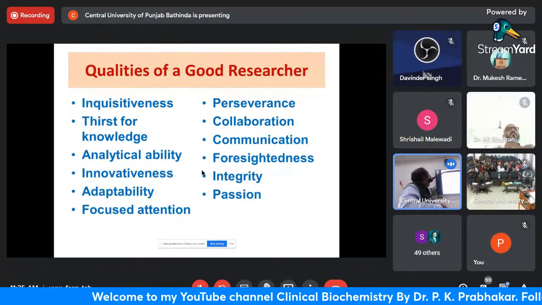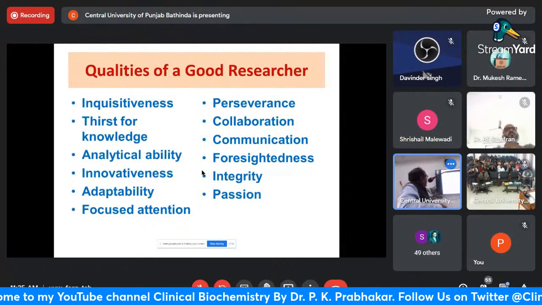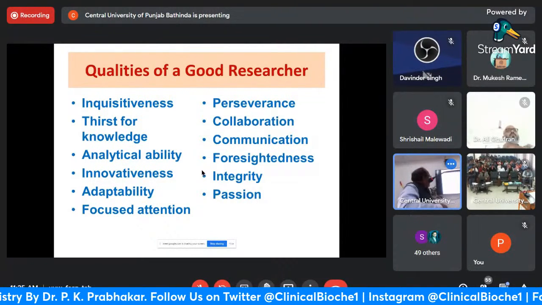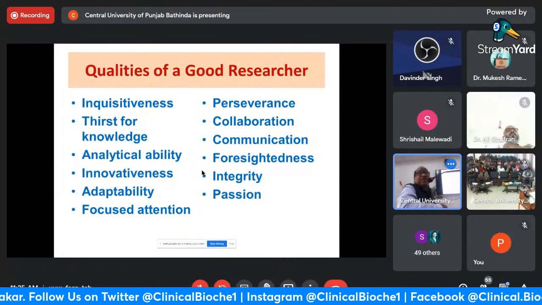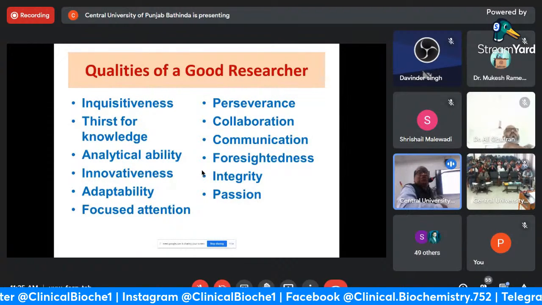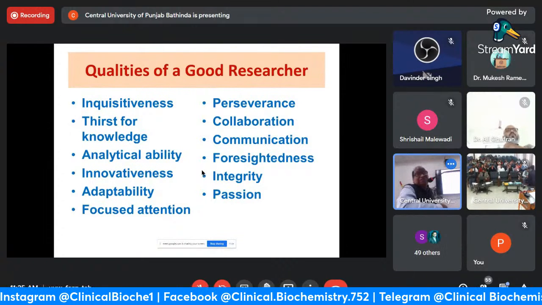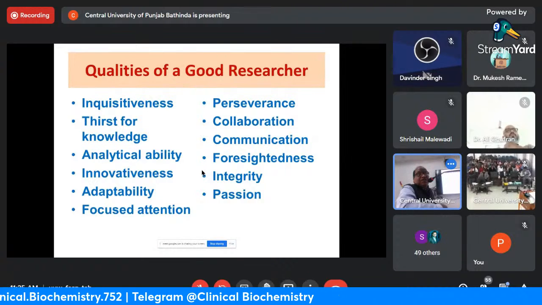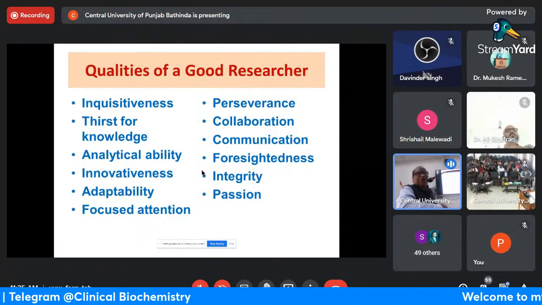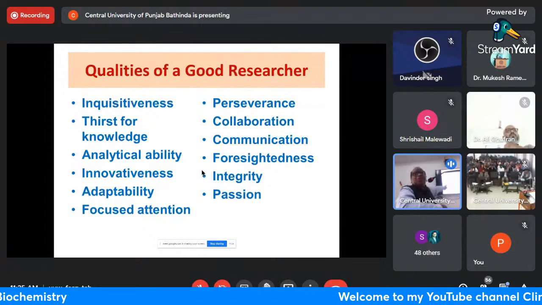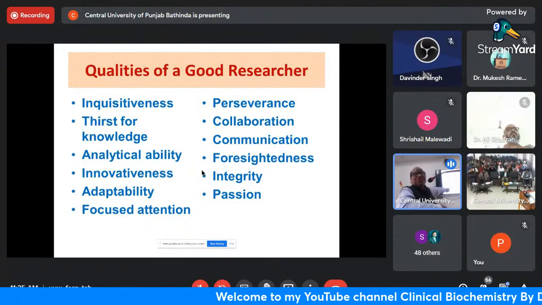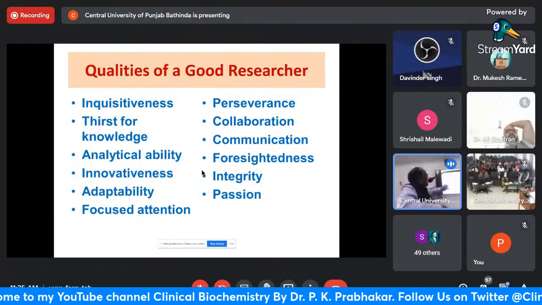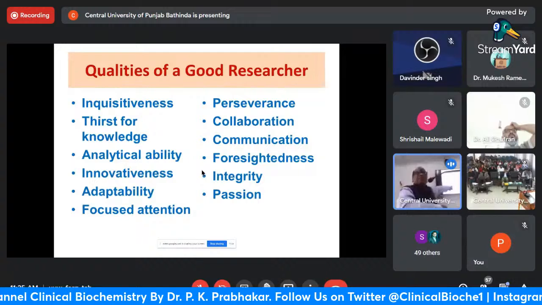Inquisitiveness, thirst for knowledge, analytical ability, innovativeness, adaptability. What will you innovate through your research work? What is innovation? Looking at things in a different way. Think about the great scientists of this world. They were able to innovate only because they had these qualities. Perseverance, collaboration, communication, and integrity, the most vital quality of a researcher.